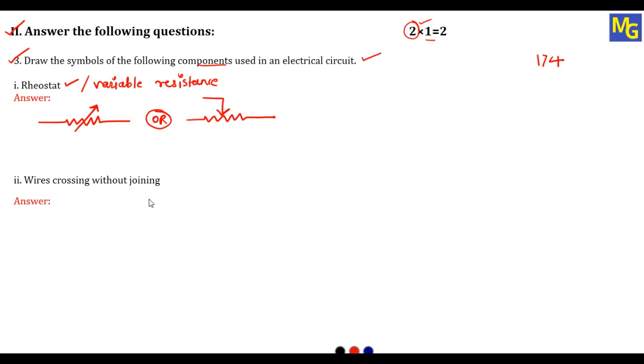Now the next is wire crossing without joining. So there will be two wires crossing each other, but there will be no connection. Suppose this is one wire and here there is one more wire, but it will be shown like this. If it is shown like this, then it is called wire crossing without joining. There will be no connection between these two wires. Remember, if it is shown like this, what is the meaning of this? This wire and this wire both are joined here. But if you see this symbol which I have drawn here, it shows that there will be no connection between these two wires. So this is the symbol for wire crossing without joining. So this is the answer for question number 3. Now we will move on to question number 4.